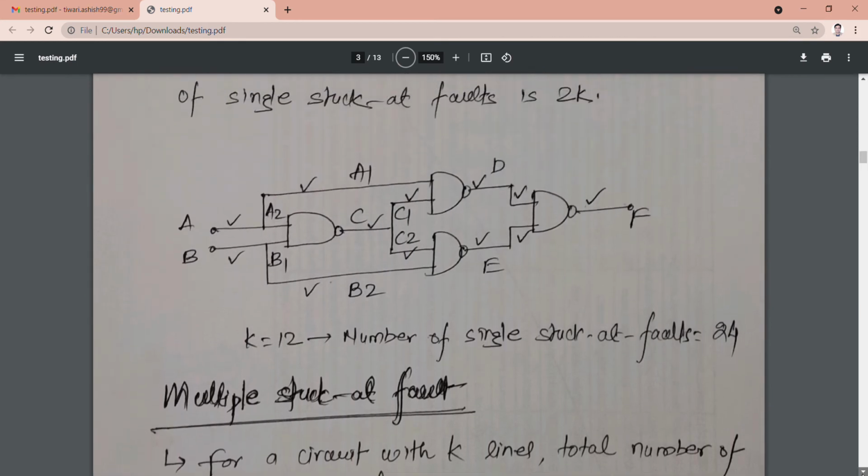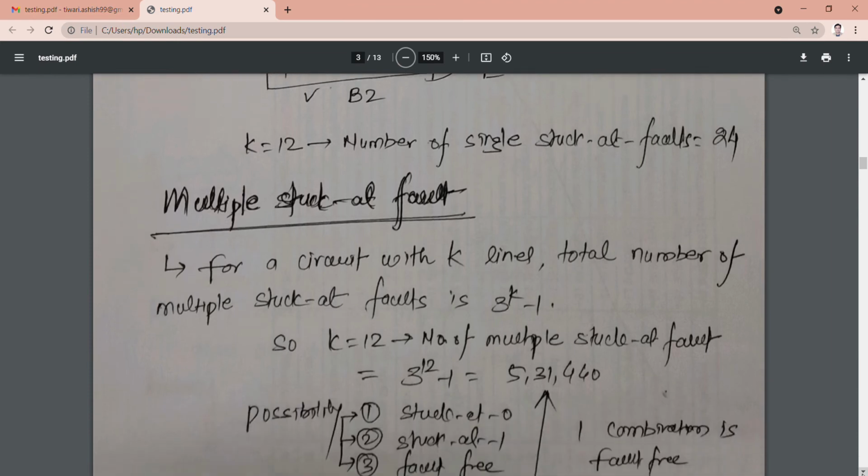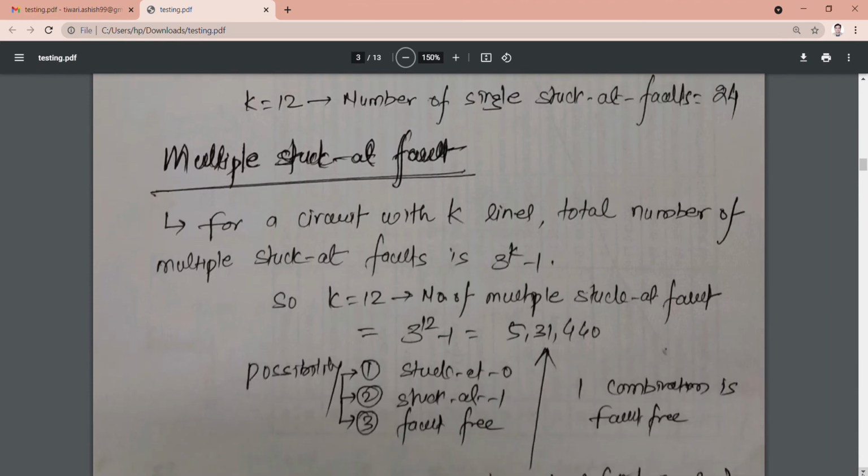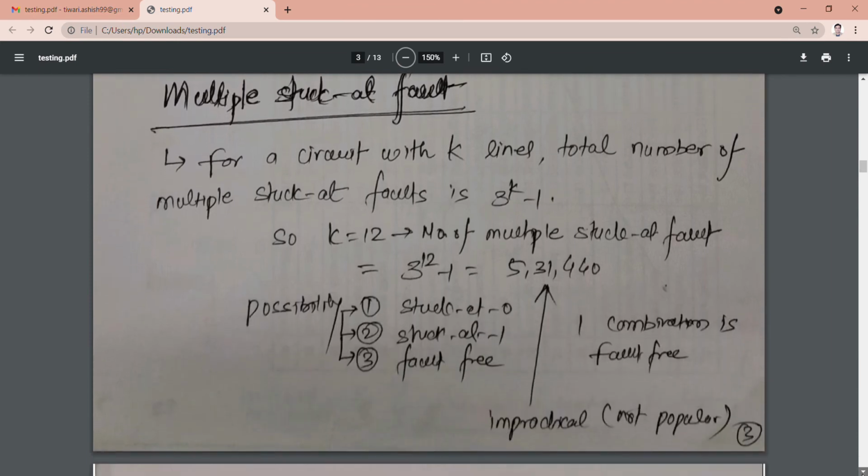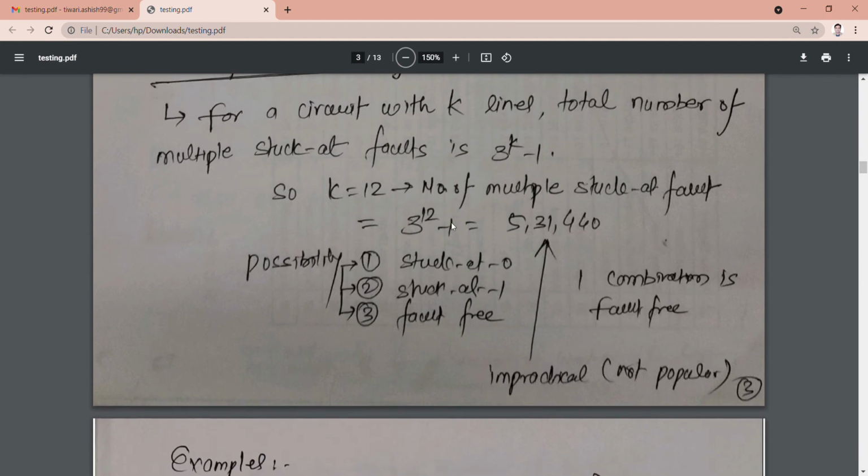Now, if I am assuming that the circuit is having multiple kinds of fault, multiple stuck at faults, then how can we calculate the actual number? What are the three possibilities? The fault can be stuck at 0, the fault can be stuck at 1, or there can be no fault. So there are three possibilities. We are assuming the multiple fault case now.